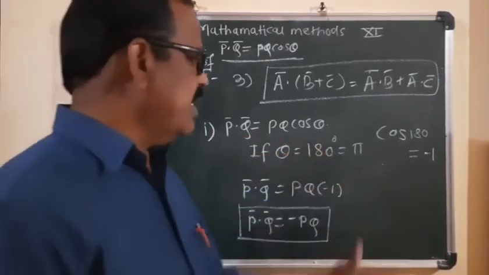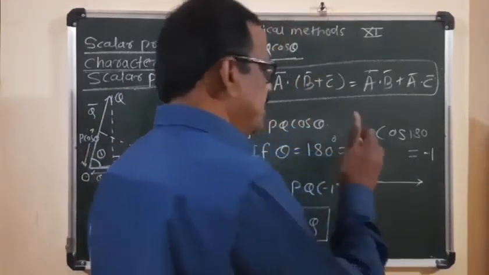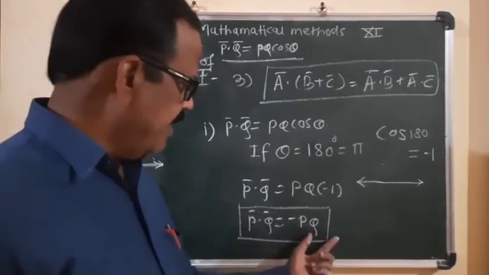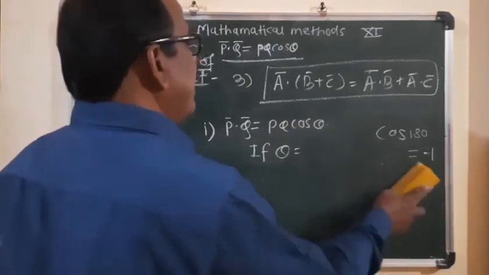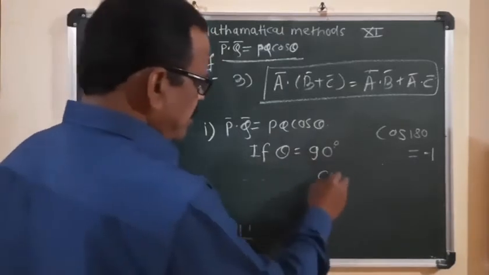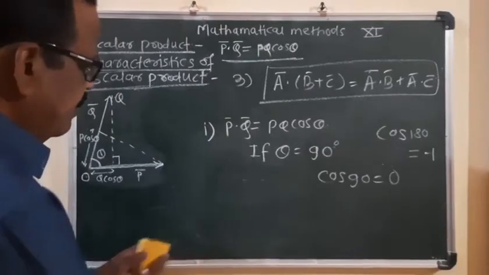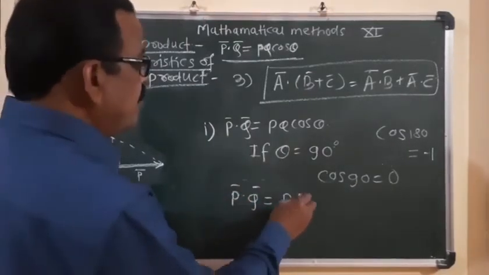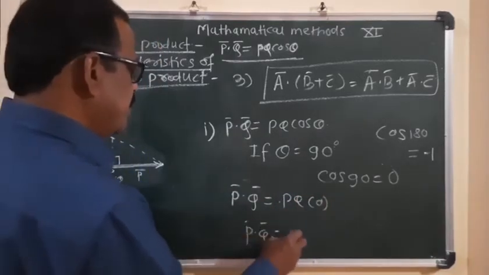These two vectors are anti-parallel to each other. That is, direction is opposite. Therefore, here P bar dot Q bar is equal to minus PQ. Third case, if theta is equal to 90 degree. If theta is equal to 90 degree, therefore cos 90 is equal to 0. Therefore, here P bar dot Q bar is equal to PQ into 0. That is, P bar dot Q bar is equal to 0.